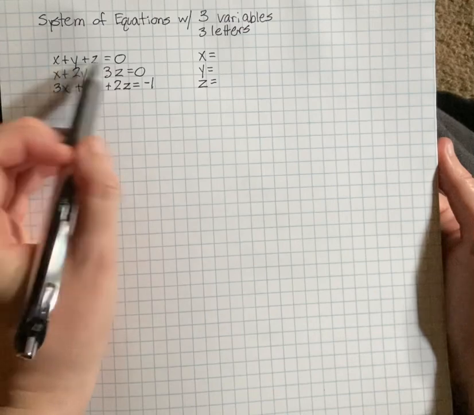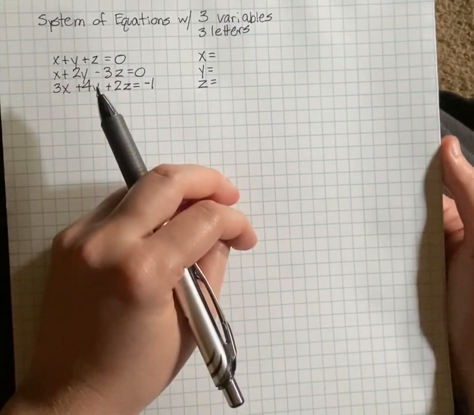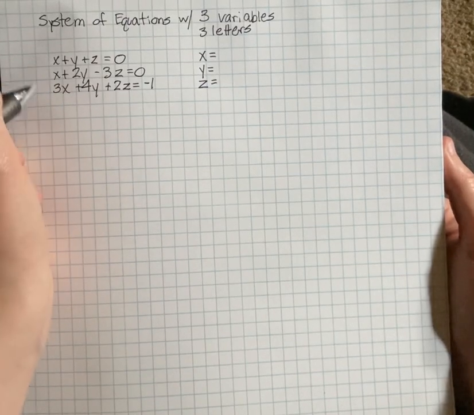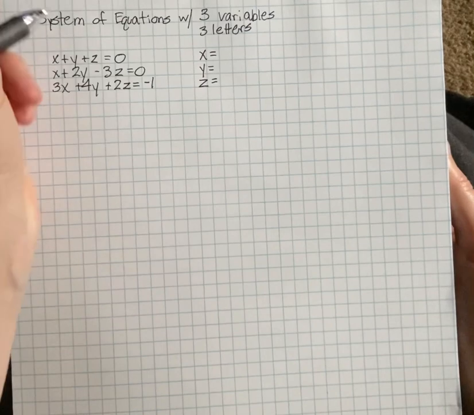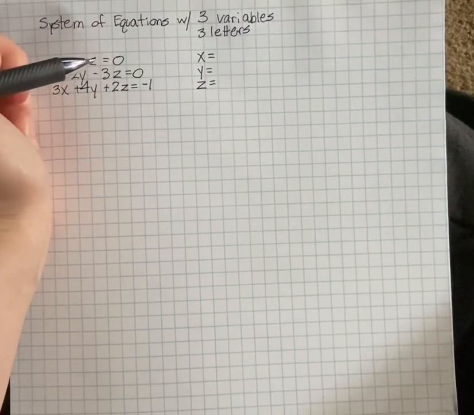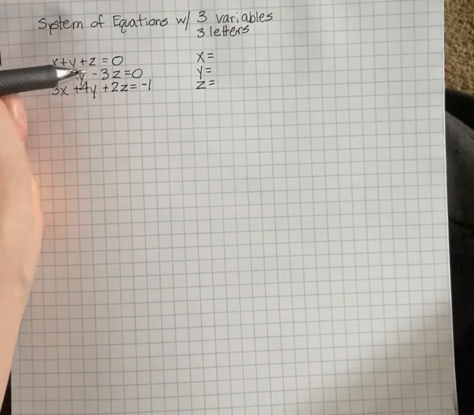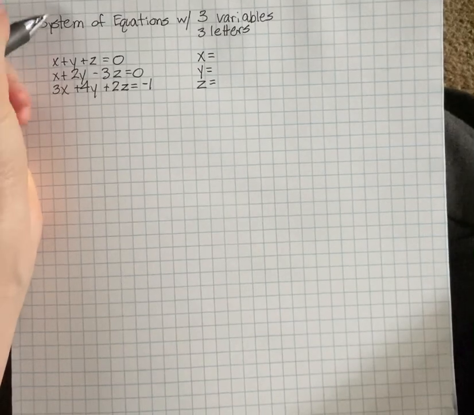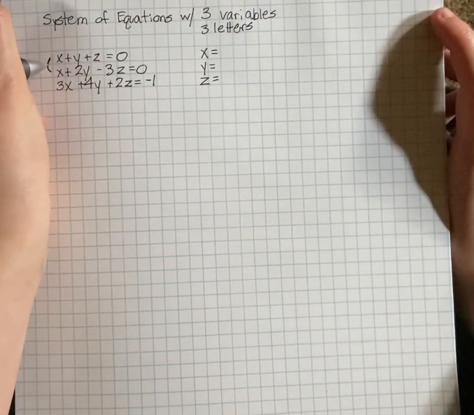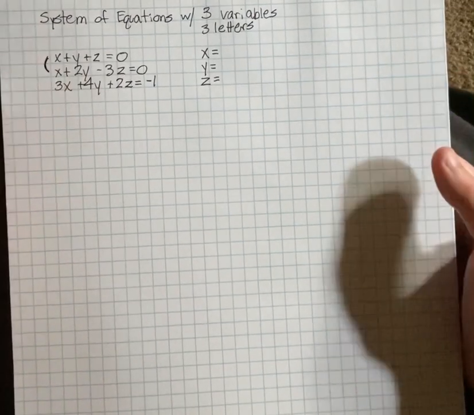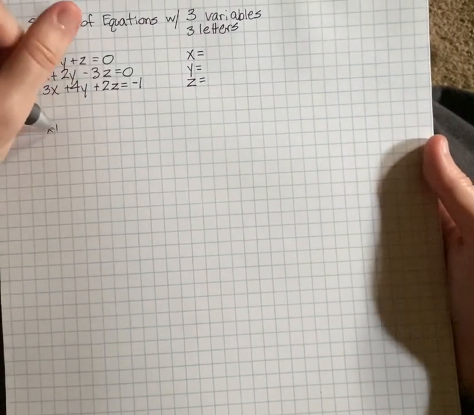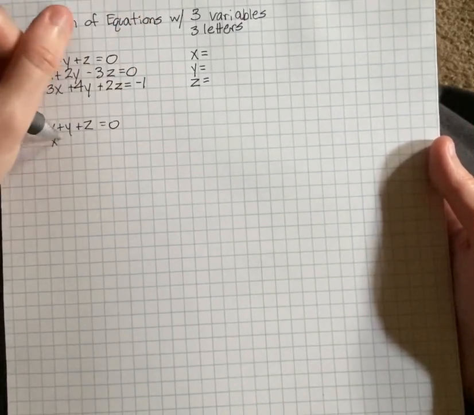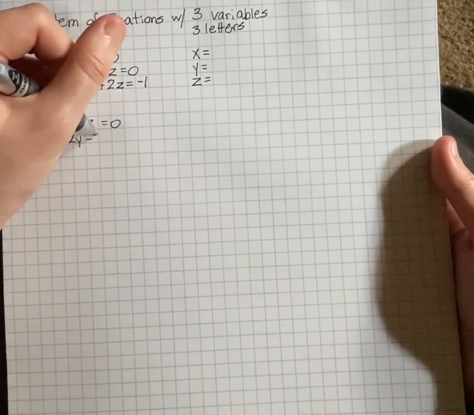So we've got three equations and three letters. Now I like elimination, so I'm going to pick two different combinations out of my three equations, because I want to get rid of one letter. I'm actually going to pick z because z has a negative in it already. So I'm going to combine these two. I've got x plus y plus z equals 0, and then x plus 2y minus 3z.